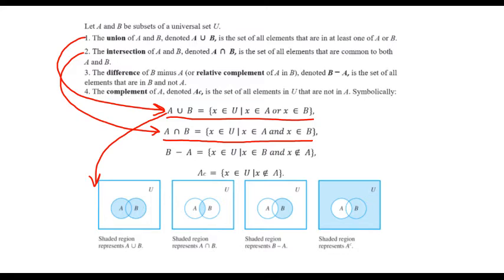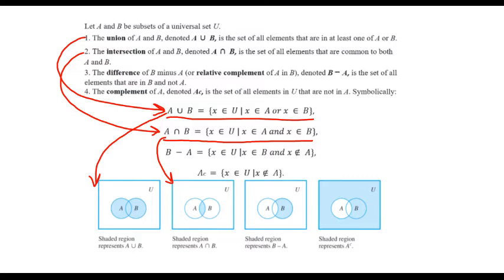And here is the Venn diagram for intersection. Again, we have U as a rectangle, A and B as two circles, and the area shared between A and B here is shaded with blue. That's why it represents the intersection of A and B.